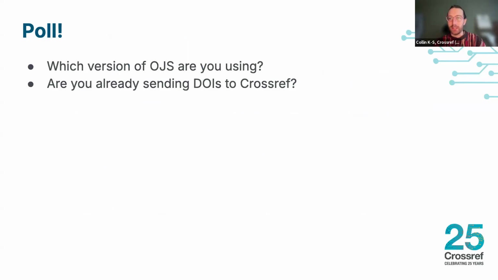I have a poll here. Let me see if I can figure out how to do polls in Zoom here. Here we go, launching the poll. Let's see if this works. So we're curious which version of OJS folks in the chat are using, and if you are already sending DOIs to us. Because if everyone's using 3.5, then I won't talk about 3.3 or vice versa.